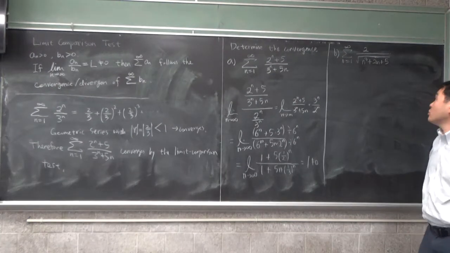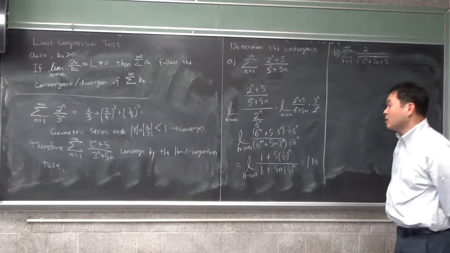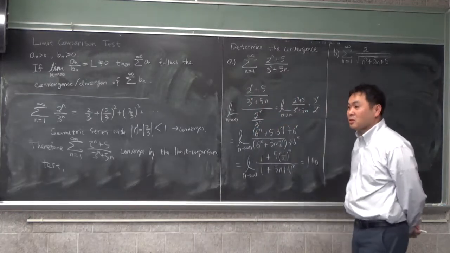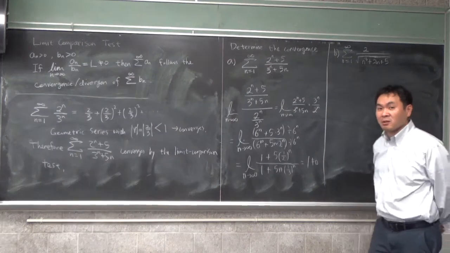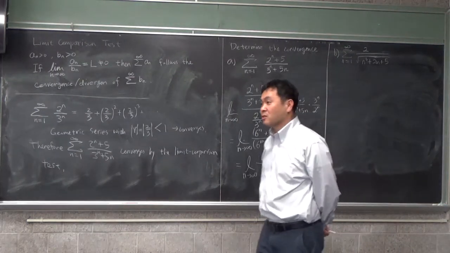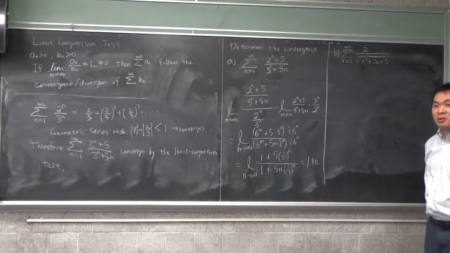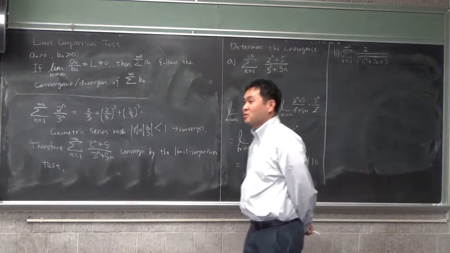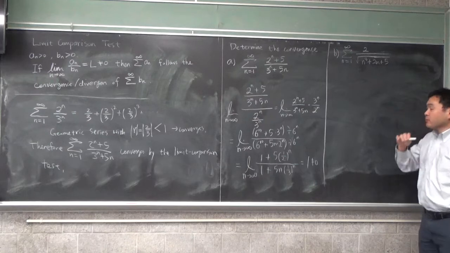Okay, so I want you to try this second question. Again, what you want to do is obtain the sequence that you want to compare it with by ignoring the less dominant terms and only thinking about the dominant terms. If you take the dominant one, then you get a simpler series, and from that you may be able to deduce the convergence or divergence. Okay, so let's do this together.